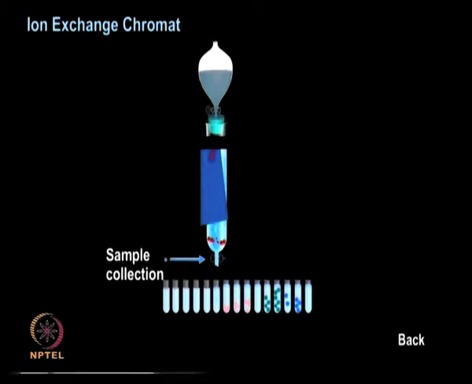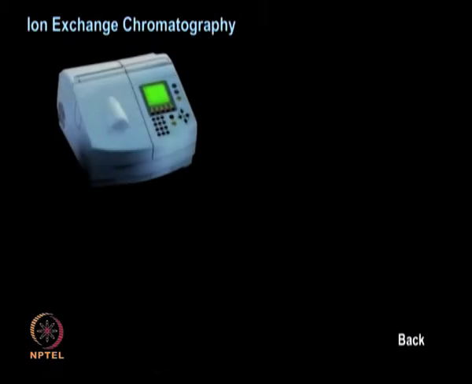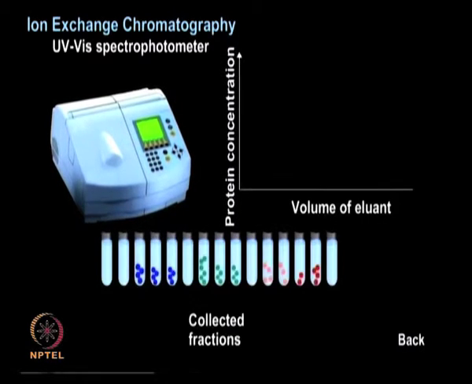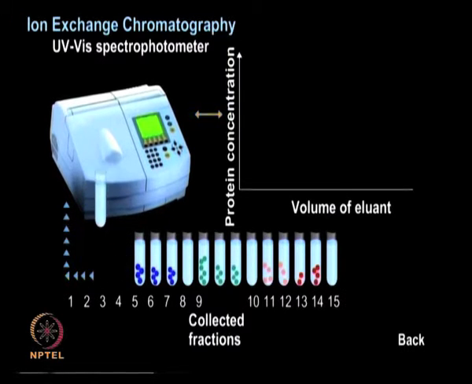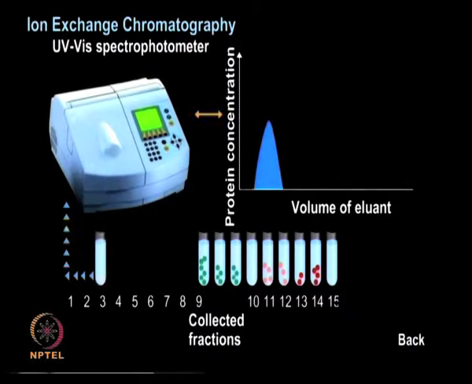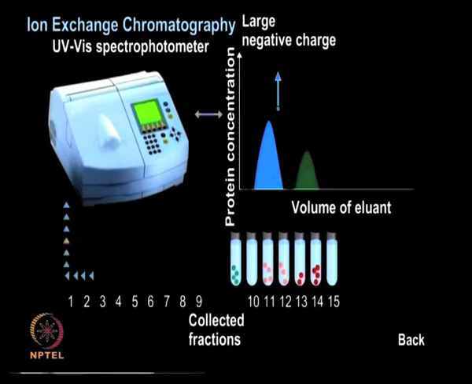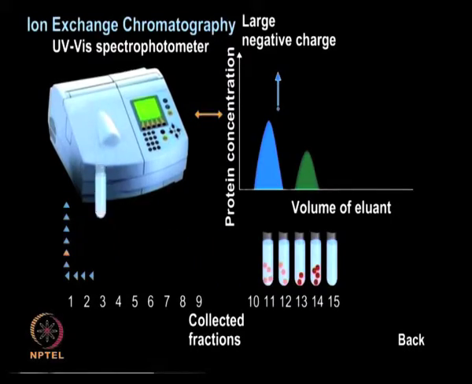So, analyze these fractions for their protein content by using a UV-visible spectrophotometer at 280 nanometers. A graph of eluent volume versus protein concentration can then be plotted. In this particular example, the negatively charged molecules are coming first and then the positively charged fractions are coming later.